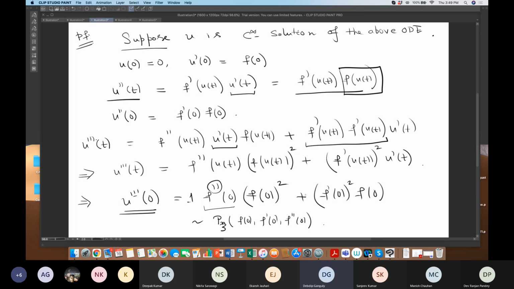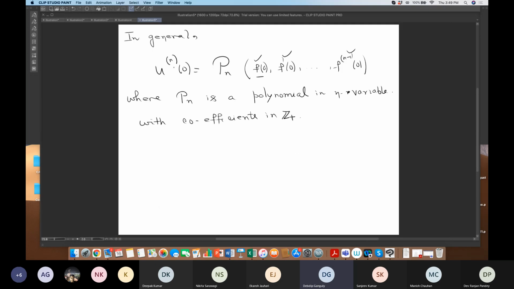Because you can see, why I am taking Z plus: because this coefficient is 1, this is 1, it might have come 2, 3 like that. So the nth derivative at the point 0 of u is an n variable polynomial P n in f(0), f prime, f double prime, up to f n minus 1 at 0, with coefficients in Z plus. It's simple. Now you consider this series, summation n equal to 1 to infinity. Just consider this. We don't know whether this series converges or not, anything. Just consider this series.